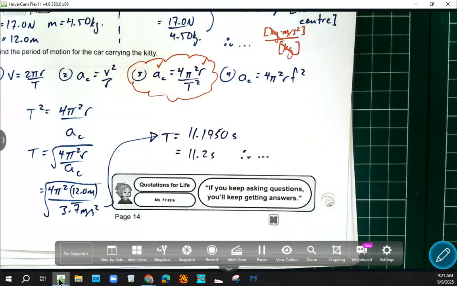Da, da, da. And what does Miss Frizzle say? If you keep asking questions, you'll keep getting answers. Good wisdom.